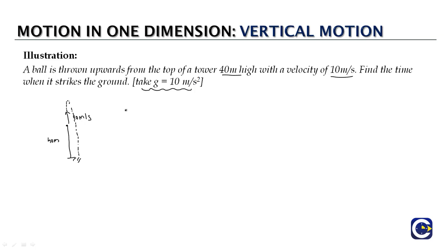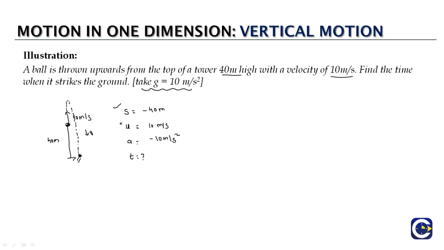In the overall journey, if you look at the displacement s, it will be equal to minus 40 meters, since the initial position is at 40 meters height from the surface and the final position is the surface of the earth. So displacement is measured in the downward direction, so it will be minus 40. And the initial velocity u, since it is projected upwards, we will take it as plus 10 meters per second. Acceleration, since it is in the downward direction, will be minus 10 meters per second square. We need to find the time when it strikes the ground.